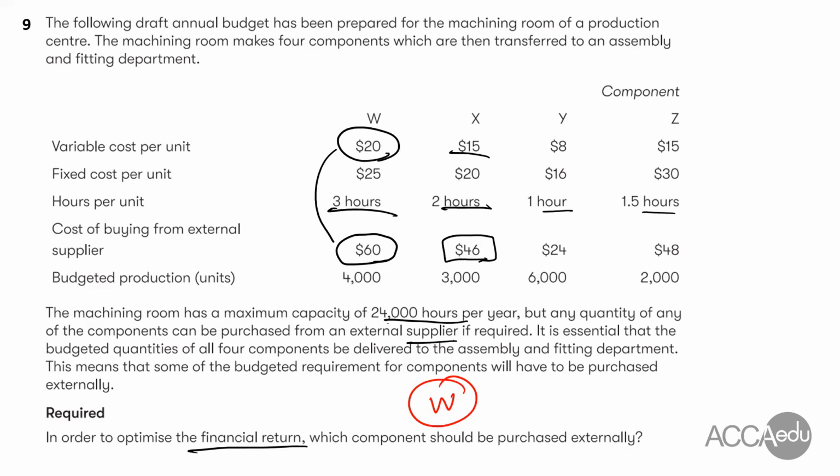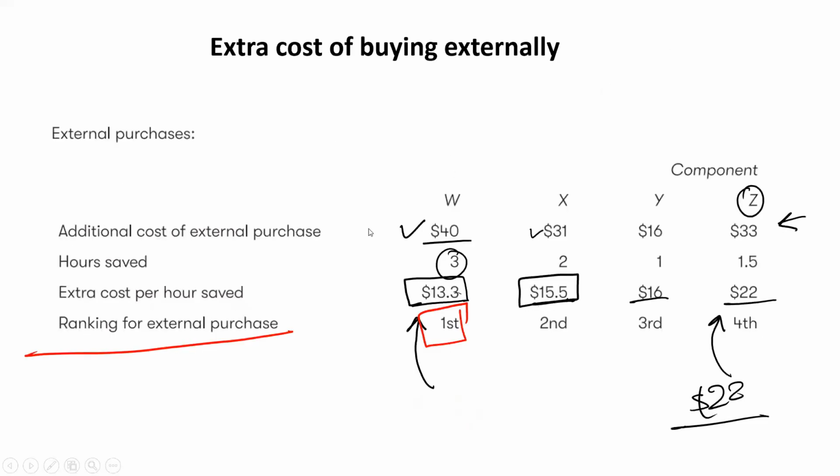This is the logic. For any question about outsourcing or making in-house, you need to apply this logic. How much extra should you pay if you buy externally? And then decide. The one with the least extra cost externally is the one that you have to purchase.